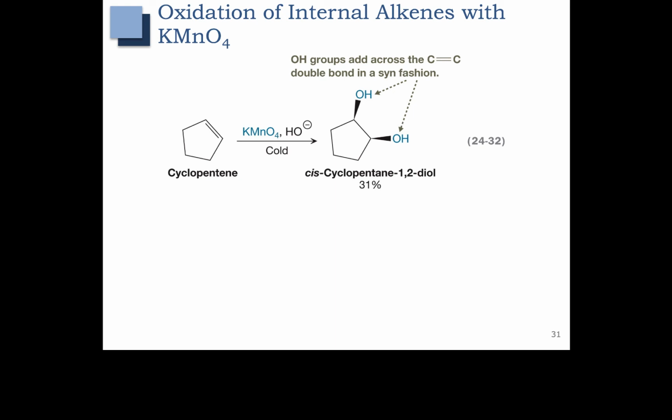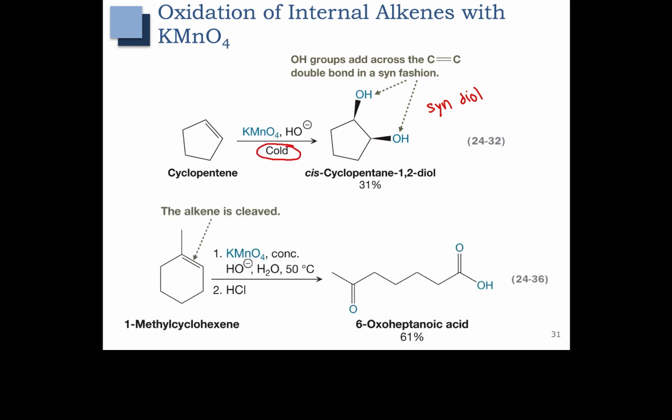Potassium permanganate, KMnO4, can do two kinds of reactions. First, you can see the reaction shown here, where again we are getting formation of a syn diol. The key thing for this reaction is that we are using cold temperatures. If you increase the heat, this reaction is oxidized further, and we're actually going to get cleavage of the bond shown here.